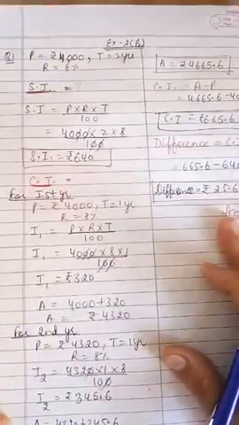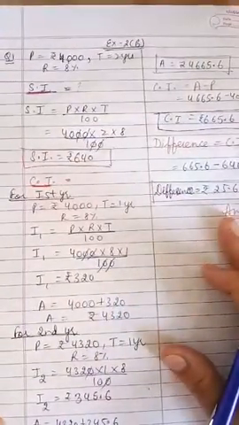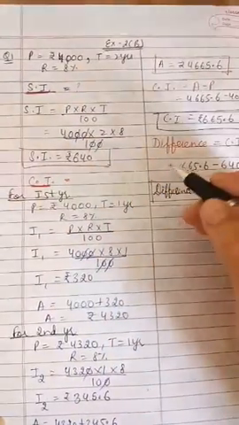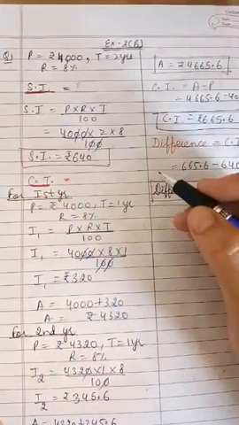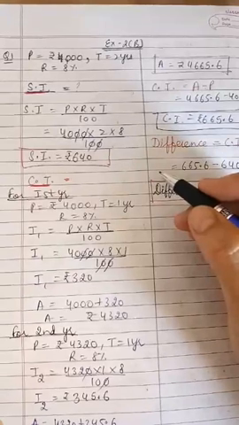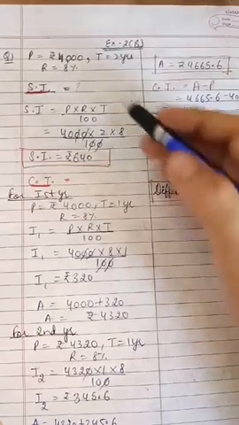Other questions are easy in the exercise 2A. So let us discuss the second exercise. In the second exercise they ask you to calculate the difference between compound interest and simple interest on rupees 4,000 in 2 years at 8% per annum compounded yearly.